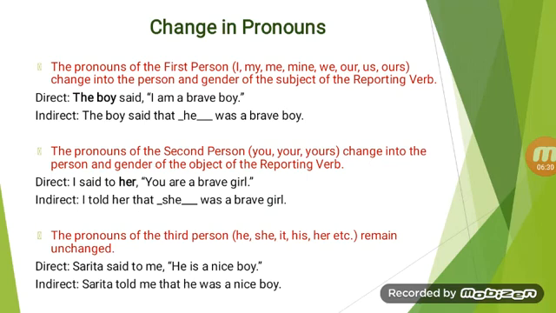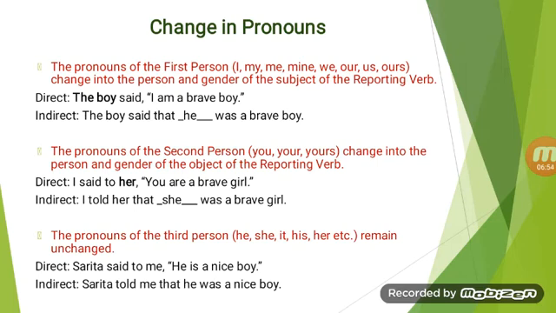First rule: the pronouns of the first person, I, my, me, mine, we, our, us, ours, change into the person and gender of the subject of the reporting verb. For example, the boy said, I am a brave boy. Now, if we change it into indirect speech, how will we manage the pronouns?